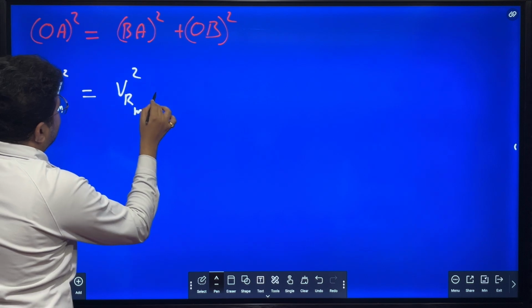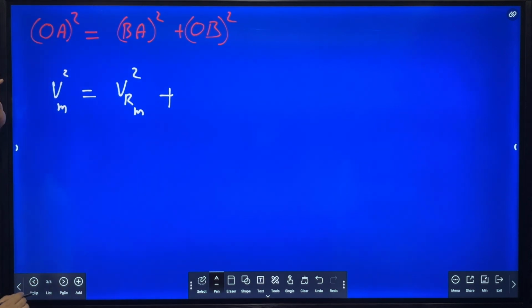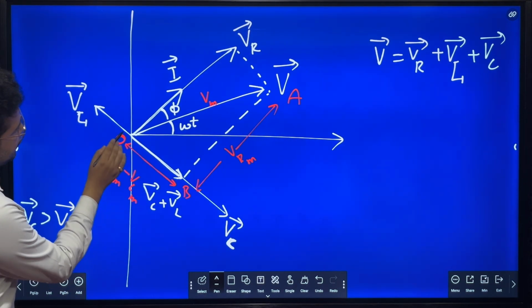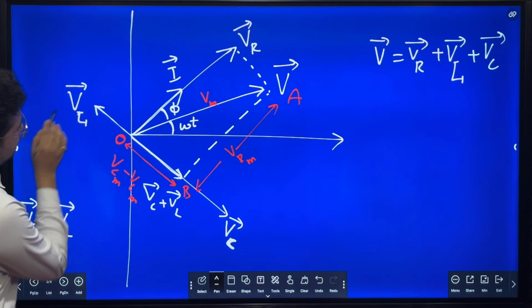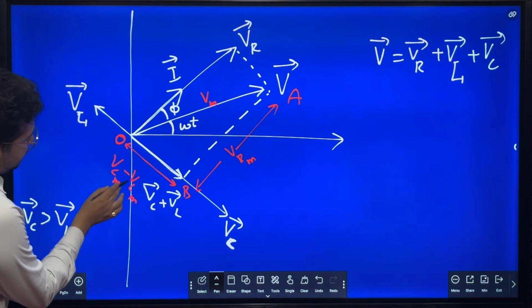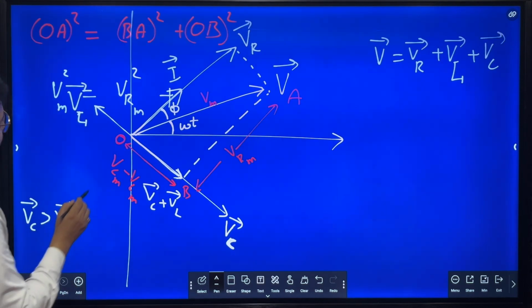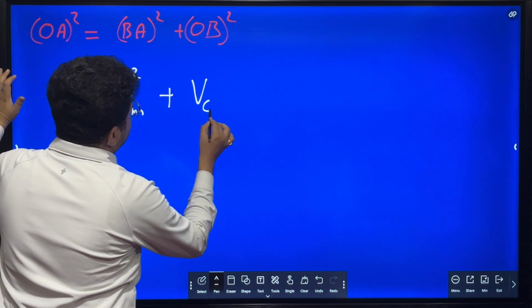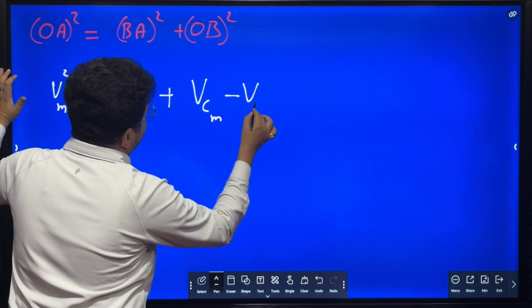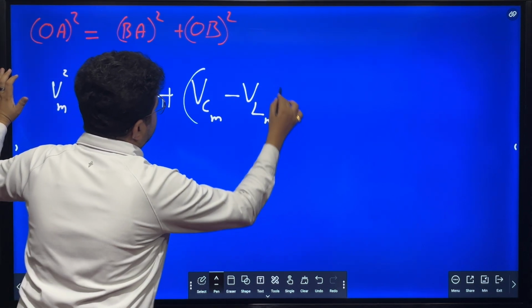VRM square plus, what is OB square? What is OB? This OB means VC minus VL. Correct? VCM minus VLM whole square.